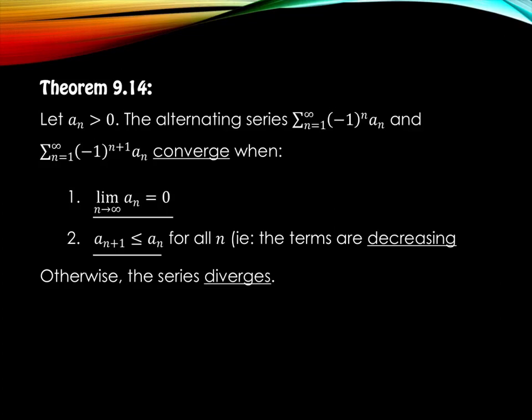They're interchangeable. These converge when, number one, the limit as n goes to infinity of a sub n is 0. Once again, you see that sequence limit going to 0. And number two, a sub n plus 1 is less than or equal to a sub n for all n. That's the same thing as saying that the terms are decreasing as we go, or potentially staying constant, but that's what we're looking for. And if these conditions are not met, then the series will diverge. If one or the other is not met, it diverges.